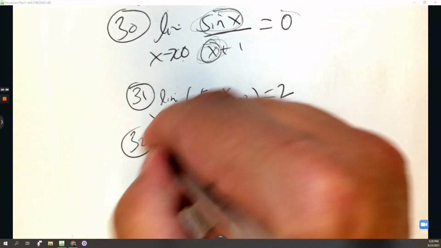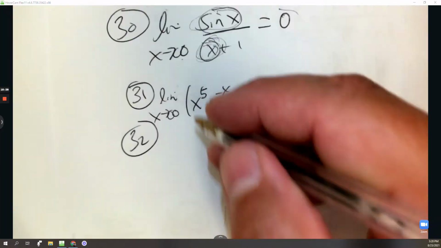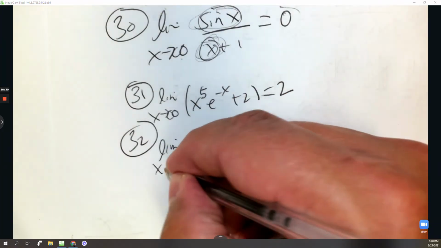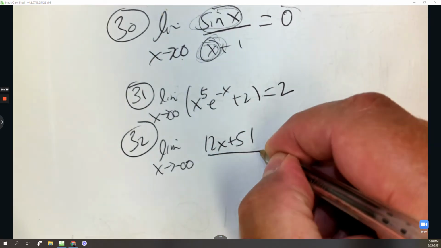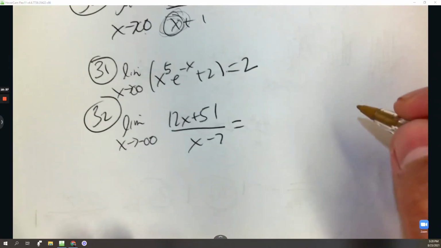For number 32, using a calculator, you try it. The limit as x approaches negative infinity. The absolute value of 2x plus 5 over x minus 7.